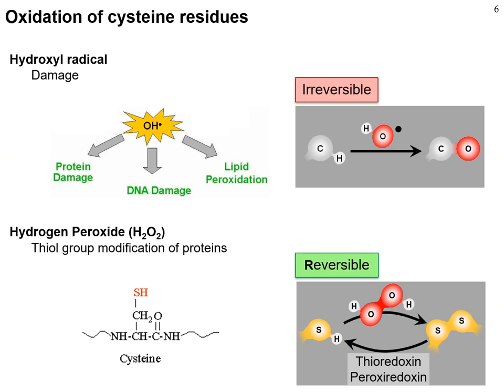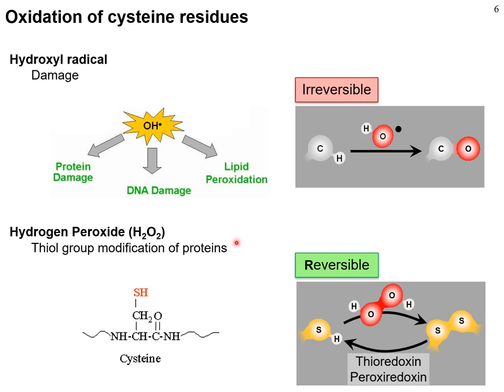So this slide summarizes the concept. In the previous lectures, I was talking to you about oxidative damage. And one of the prime reactive oxygen species that cause damage is the hydroxyl radical. So it can cause protein damage, DNA damage, or lipid peroxidation. And the key point about this is it's irreversible. Once you have damage to proteins, the only pathway for that protein is degradation.